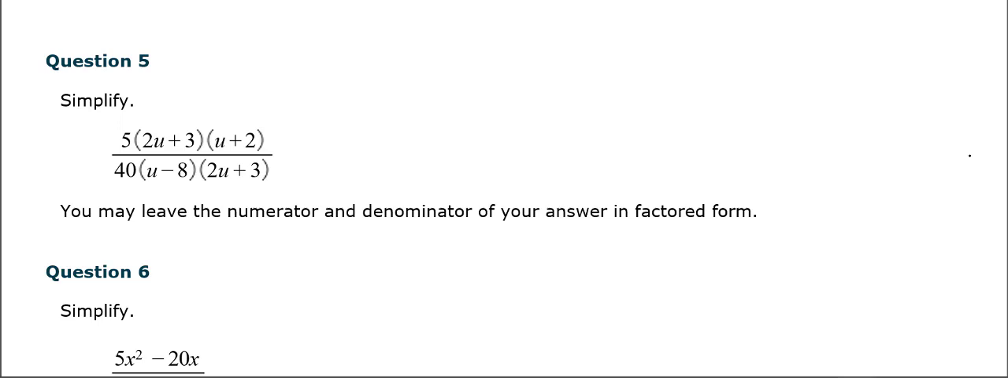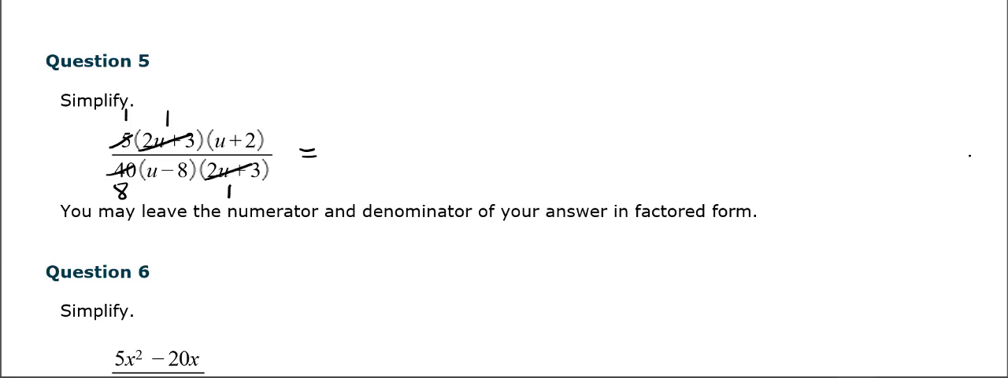So when we look at our coefficients 5 and 40, 5 goes into both, so we divide 5 out of the 5, giving us 1. And 5 goes into 40 8 times. Now we're going to look for other common factors. And we see both the numerator and denominator have 2u plus 3. And remember, anything over itself reduces to 1.